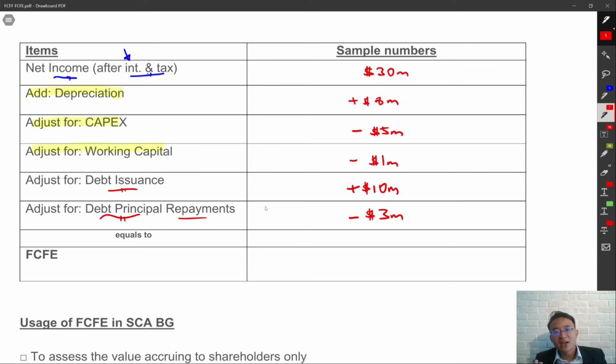This, when we add it up, is our FCFE. So 30 plus 8 minus 5 minus 1 plus 10 minus 3. We will get $39 million. Now this is my FCFE, and this is the amount of money that I could allocate to shareholders. I could even give out a maximum of $39 million in dividends.